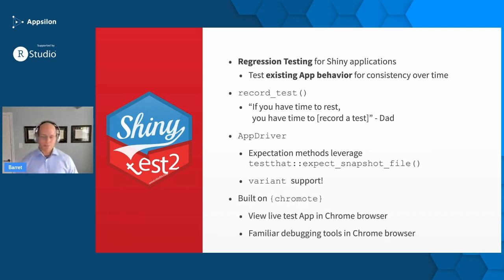And then finally, shinytest2 is built on chromote. Chromote is a headless Chrome browser, but it also allows you to view your app in a Chrome browser, even though it's headless. Because of that, we can also have our familiar debugging tools from the Chrome browser.